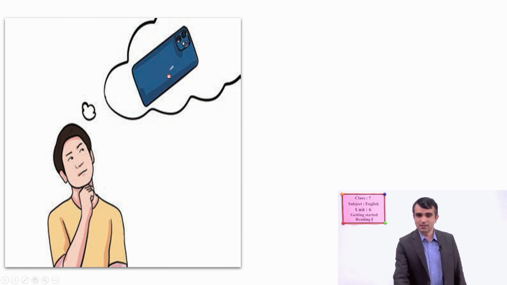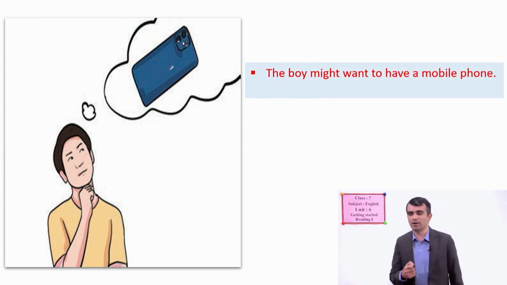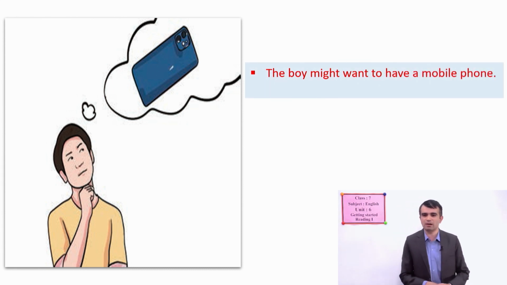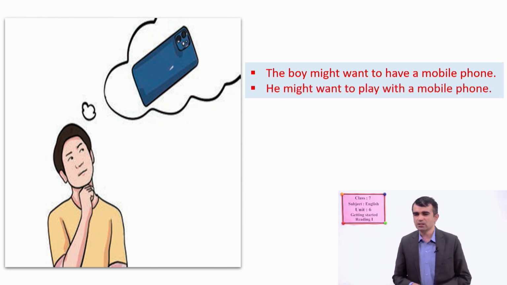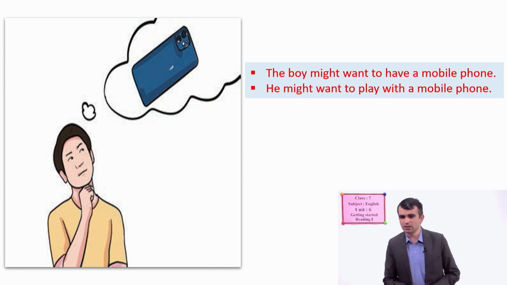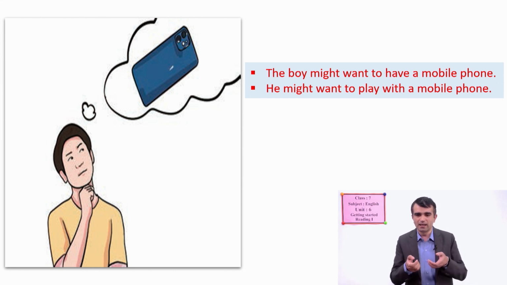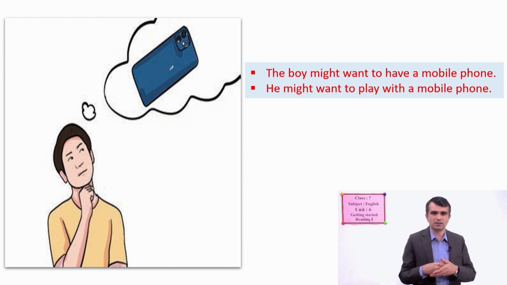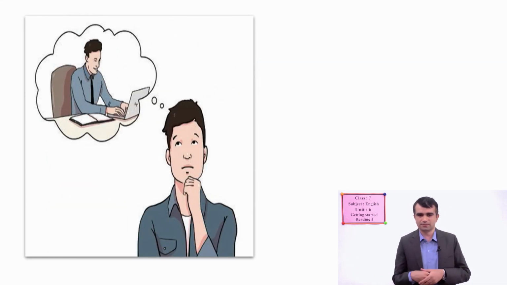And here you can say the boy might want to have a mobile phone, or the boy might want to play with a mobile. Okay, when he finds other people playing with a mobile, he might want to play with it. So you can say it. Is it so? Good. Now let's talk about the fourth picture, the last picture.